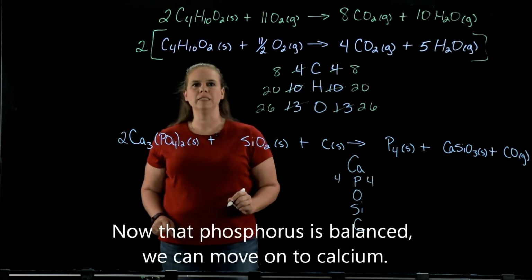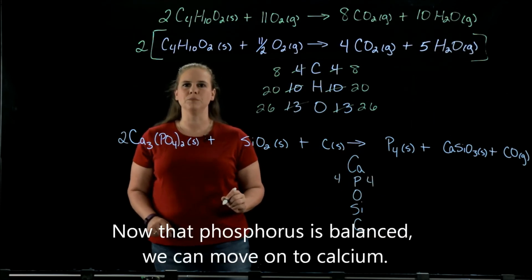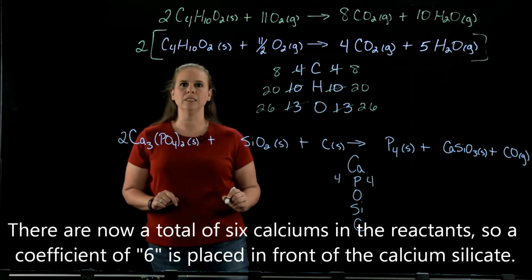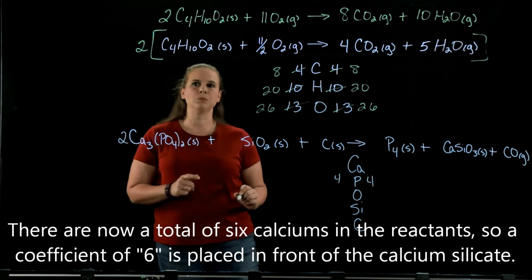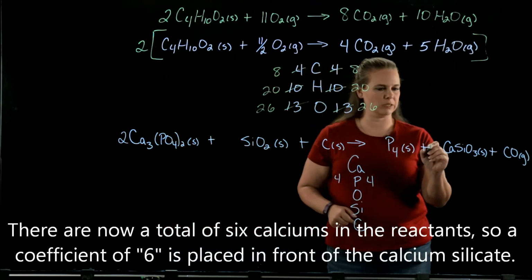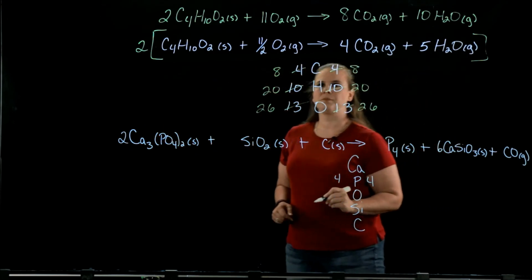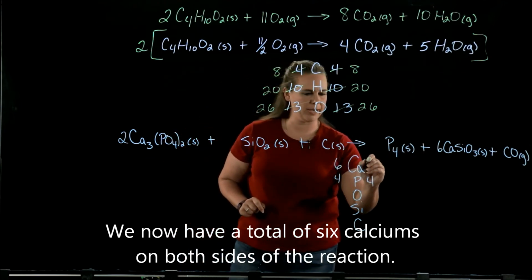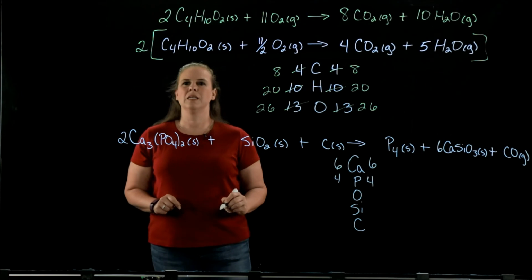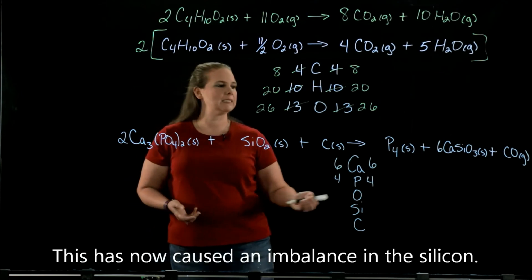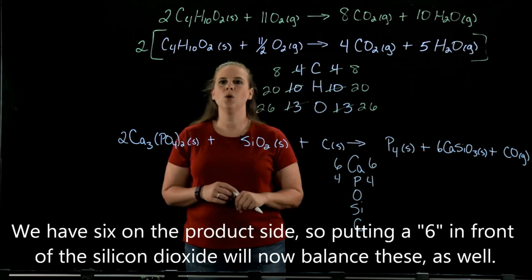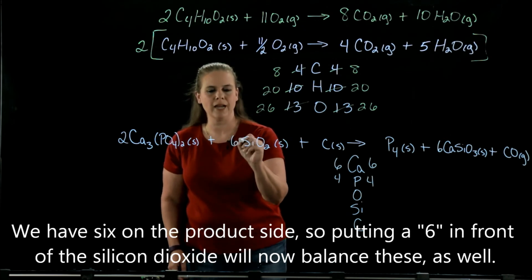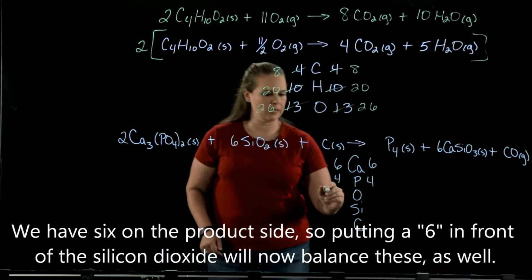Now that phosphorus is balanced, we can move on to calcium. There are now a total of 6 calciums in the reactant, so a coefficient of 6 is placed in front of the calcium silicate. We now have a total of 6 calciums on both sides of the reaction. This has now caused an imbalance in the silicon. We have 6 on the product side, so putting a 6 in front of the silicon dioxide will now balance these as well.